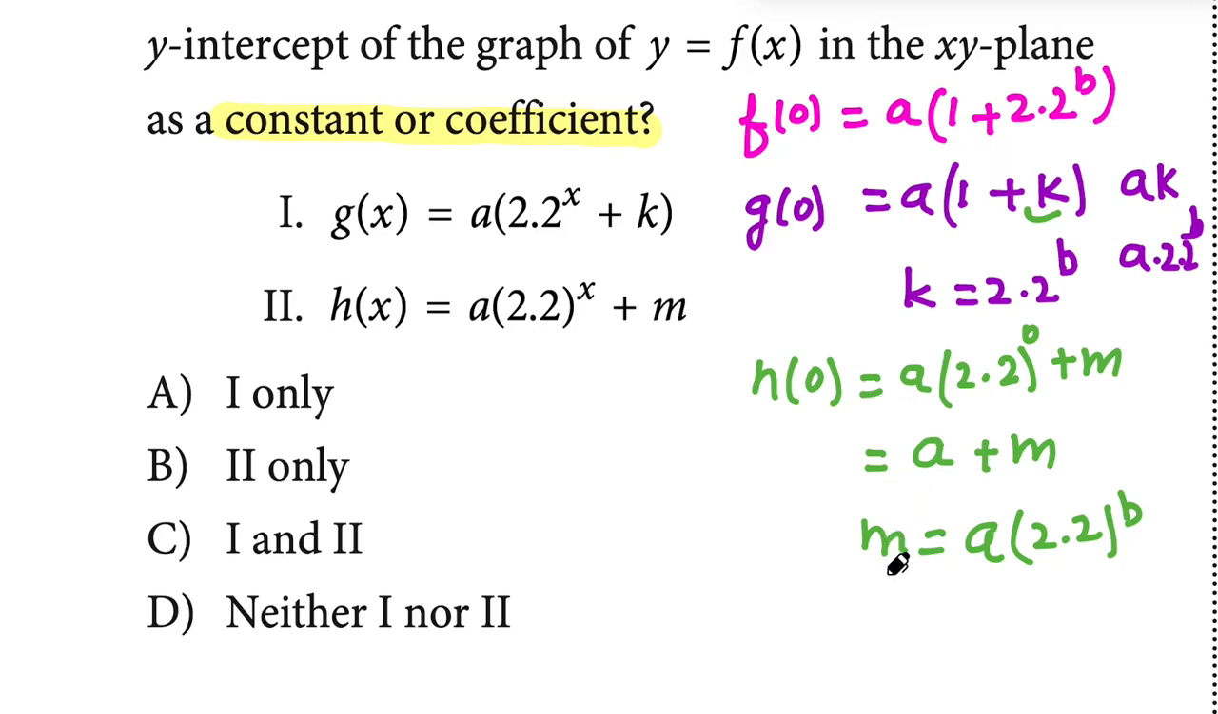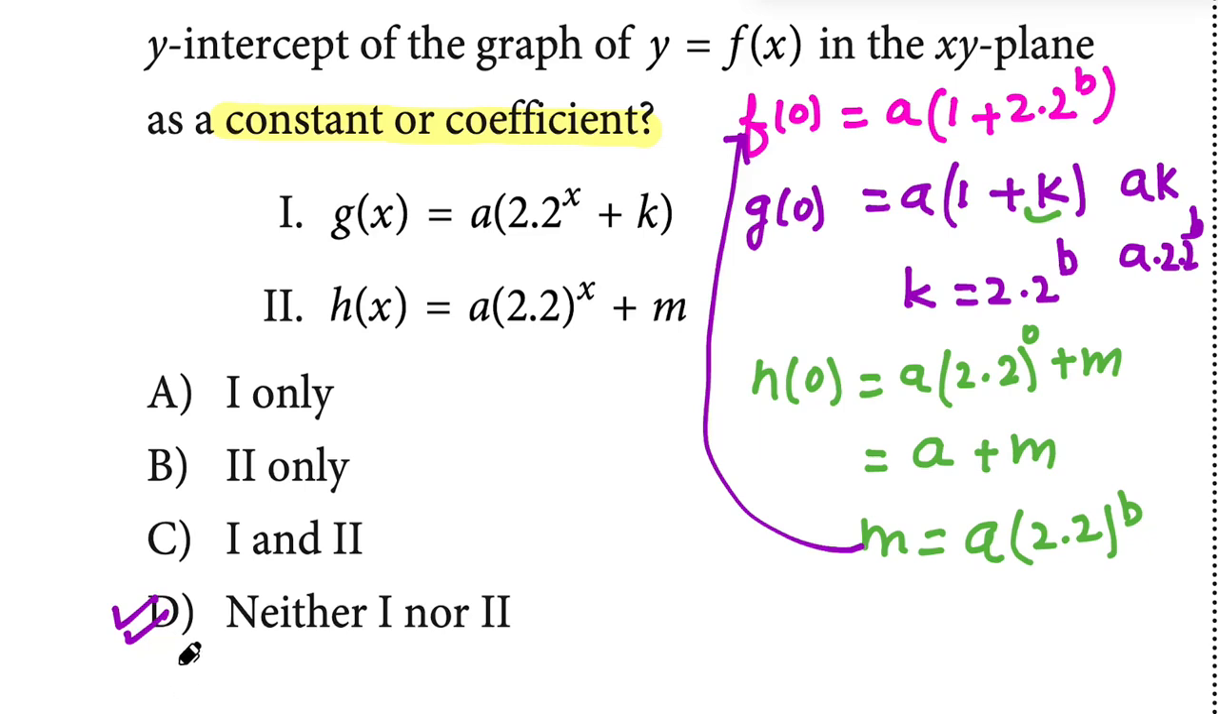h(x) shows the constant m, which is equal to this. So is that equal to this? Again, no, right? So again, this does not equal the y-intercept. That means h(x) also does not display the y-intercept directly. So that means D is our correct option.